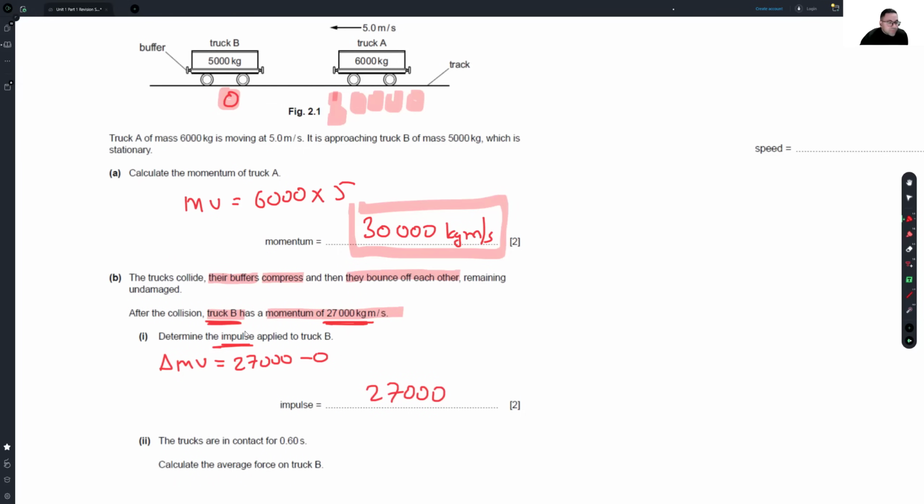Now, what's the unit? I know that impulse is force times time, which means its unit should be Newton second. But you can also use kilogram meters per second. They're the same unit. I won't go into details as to how, but they're the same units. If you want to use Newton second or kilogram meters per second, they're both fine.